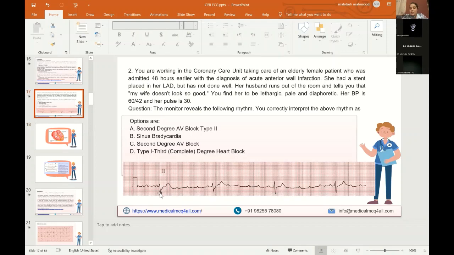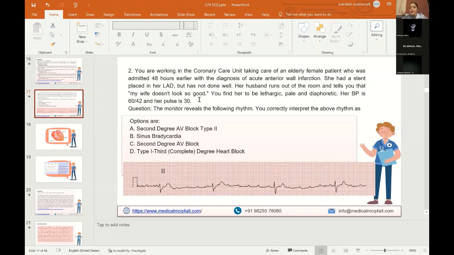This is what you see here. This is a P, this is a P. Here you see a slight difference in the shape of the T waves, because sometimes P waves fuse into them. So you have P wave, P wave, P wave, all regular with the same interval, and you have QRS, QRS, QRS, QRS, all with the same interval. As you have a complete heart block, atria and ventricles are working separately.